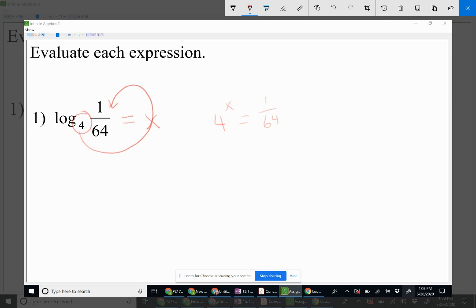Well, I know 4 times 4 is 16. 16 times 4 is 64. So I know that 1 over 64 equals 4 to the negative 3. Remember, negative exponent means take the reciprocal and make it positive. So it'll be 1 over 4 to the third, which is 1 over 64. That's why we can rewrite this as 4 to the negative 3. In this case, x equals negative 3. Okay, I know those are a little harder.